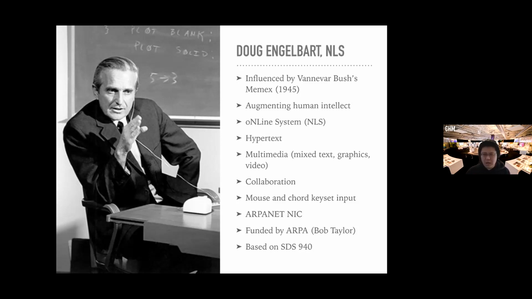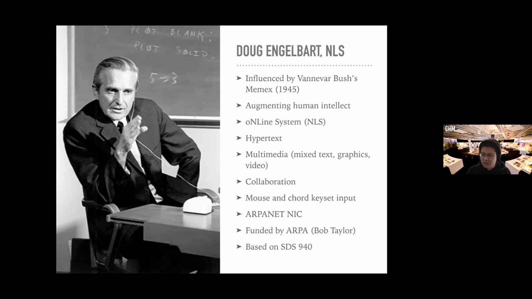And so eventually with ARPA funding, Engelbart at SRI was able to start a lab and create a computer system called the Online System, or NLS. And this is part of his sort of larger plan to create a computing system that would augment the human intellect.